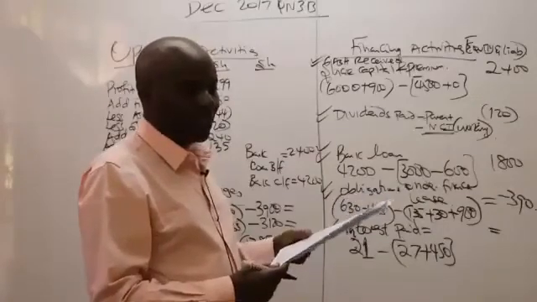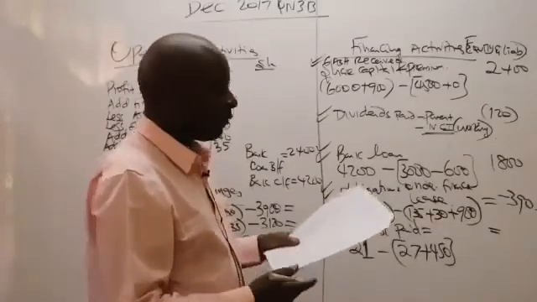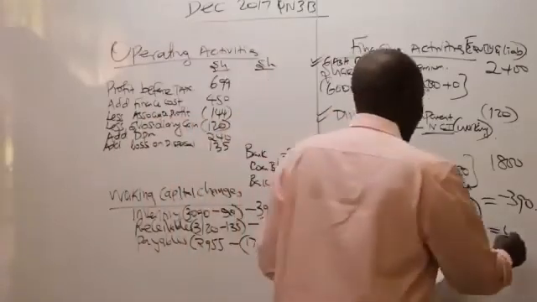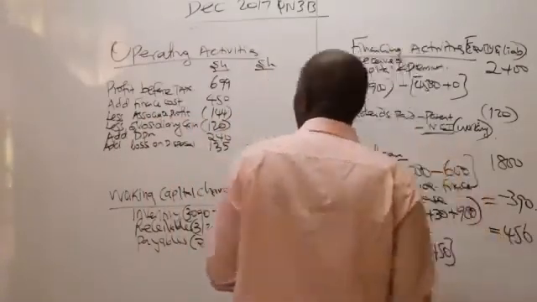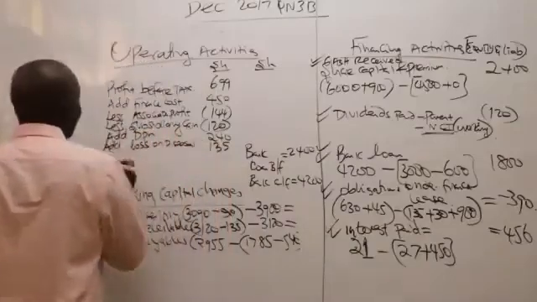Which will end up giving us the interest amount that was paid. 400 what here, somebody? 456. Quite easy things here.